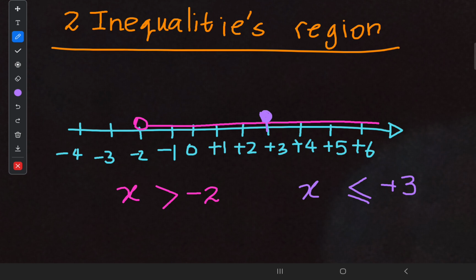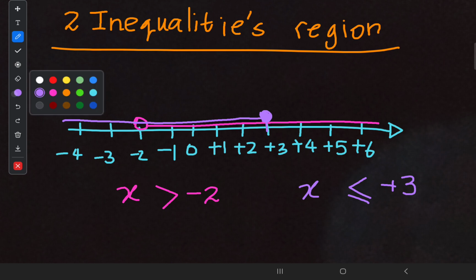Then x can hold the value 3 and the values less than 3. That means x can hold the values which are less than 3. So less than 3 means this is the region for our x outcome. We just marked two different inequalities in the same number line to get the outcome for both.